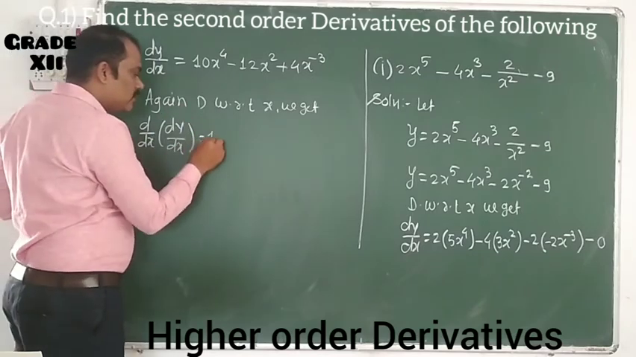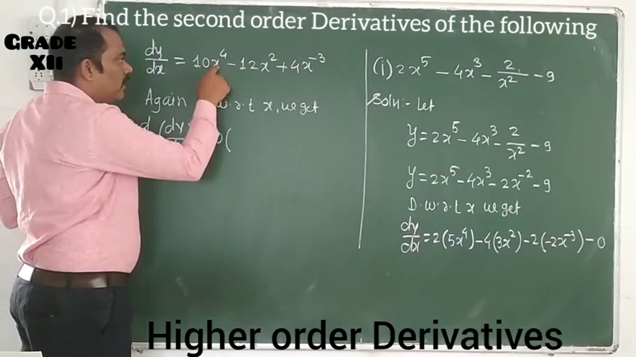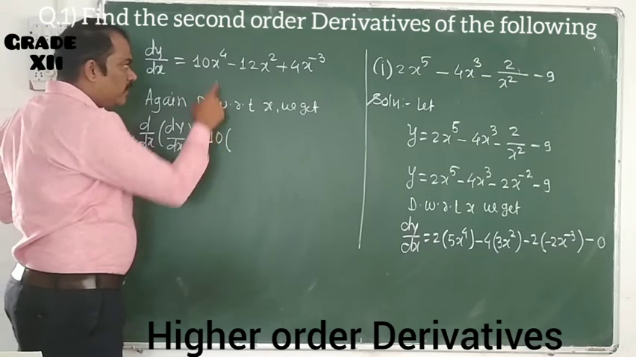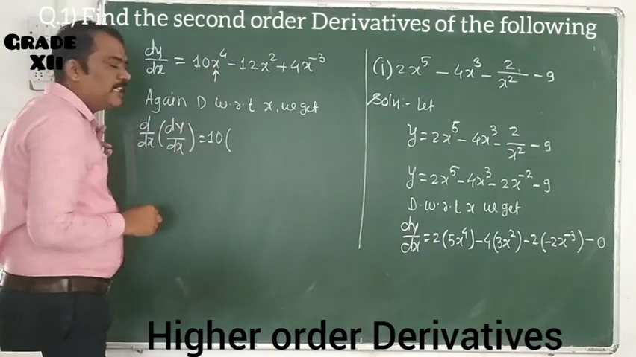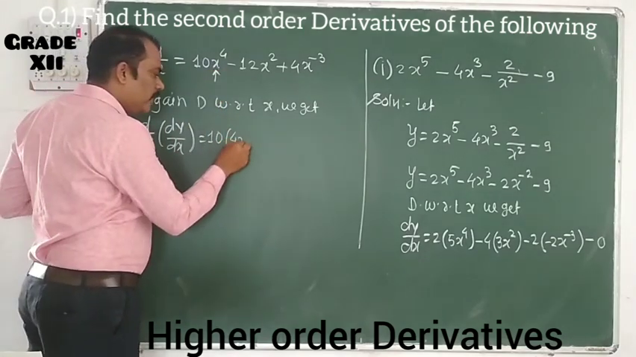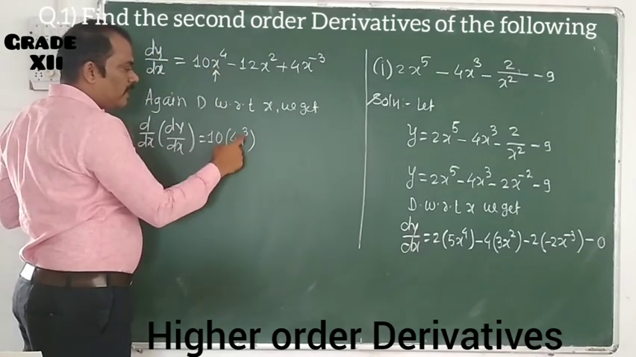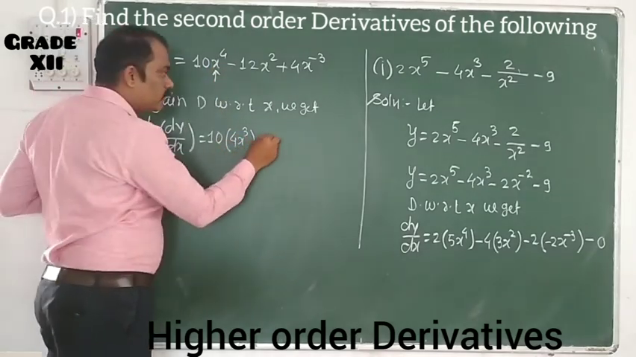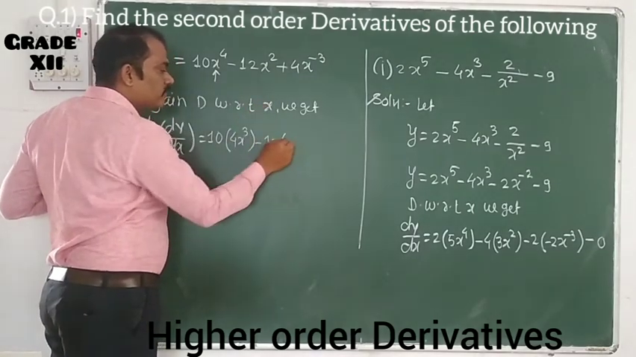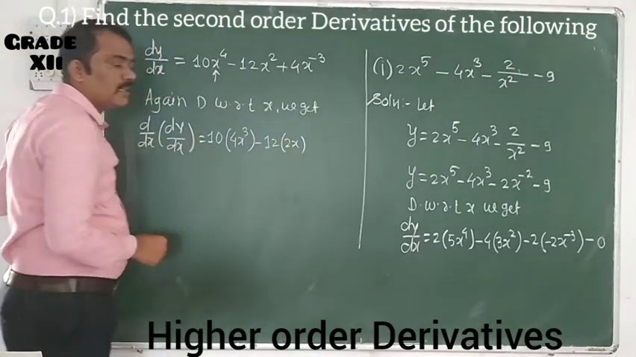Here 10 is the constant, so we have to take it outside the derivative. X raised to 4: by using the power function formula, we take the derivative of x raised to 4 as 4 into x cube. Take the power as it is, and from the power we minus 1, we get 3. Minus 12 into the derivative of x square is nothing but 2x.